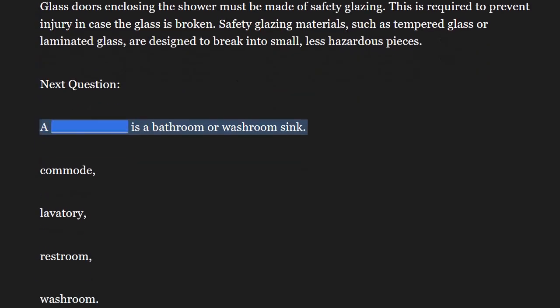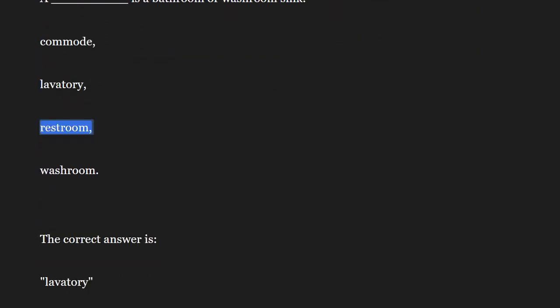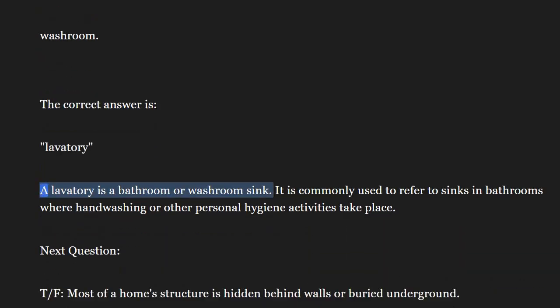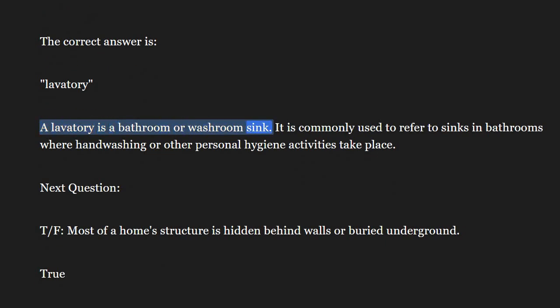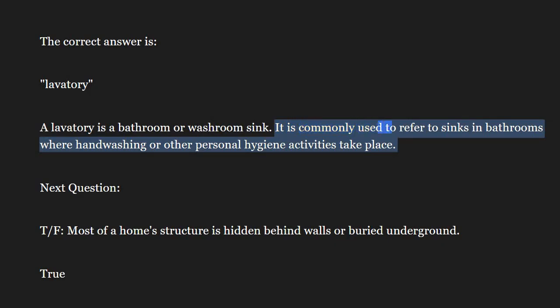Next question. A blank is a bathroom or washroom sink. Commode, lavatory, restroom, washroom. The correct answer is lavatory. A lavatory is a bathroom or washroom sink. It is commonly used to refer to sinks in bathrooms where hand washing or other personal hygiene activities take place.